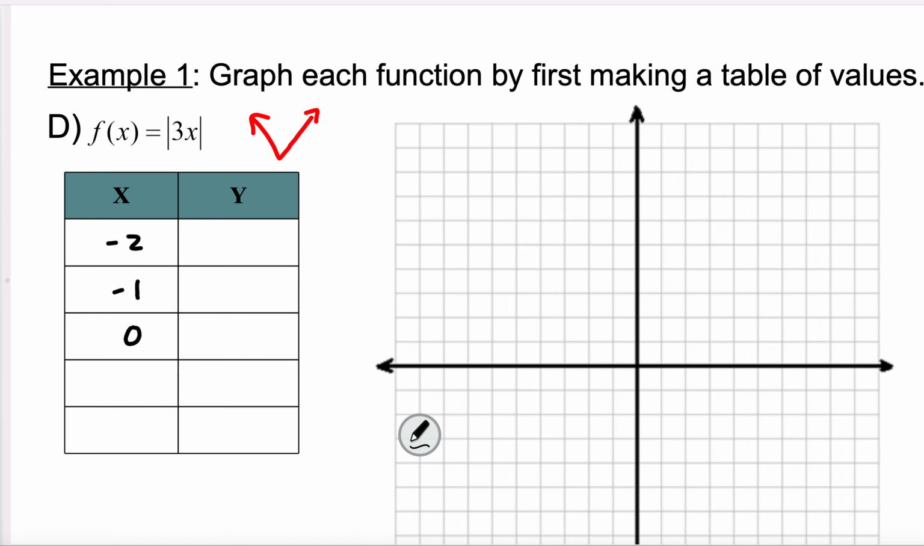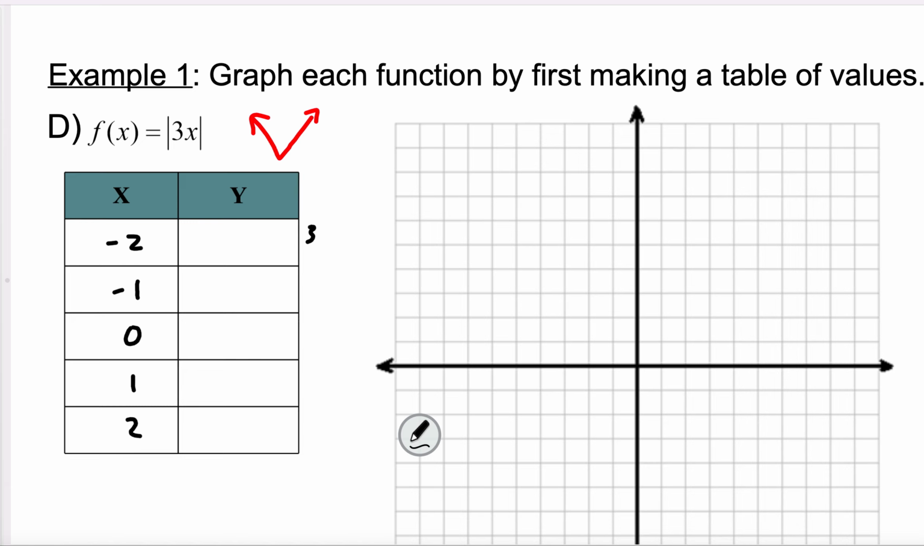-2, -1, 0, 1, 2. Those will work with ones that we're going to do for this time. We'll get more specific later on when we graph some absolute value functions. But for now, -2, -1, 0, 1, 2 will work. So let's plug those values in there.